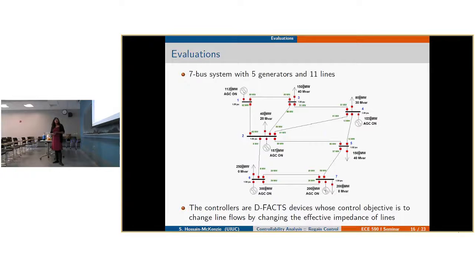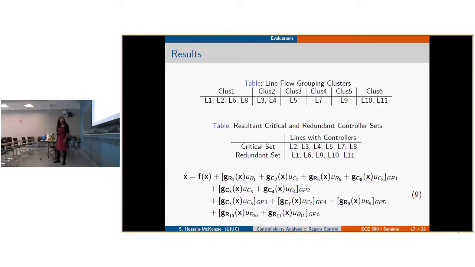So for our evaluation, we'll go to the very familiar 7-bus system with 5 generators and 11 lines. And again, the controllers are going to be those DFACS devices whose control objective is to change the line flows by changing the effective impedance. By calculating the total sensitivity matrix and applying our clustering and factorization techniques, we get the results shown in both of these tables.